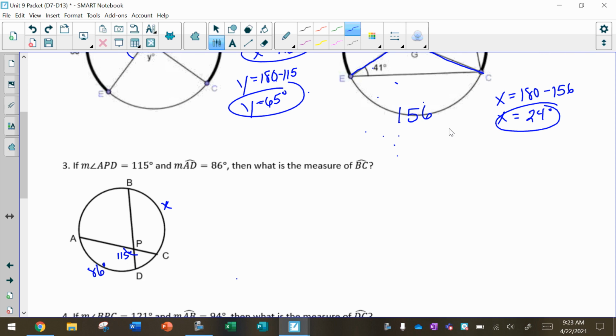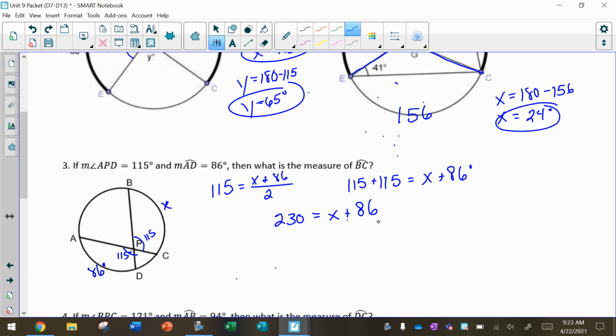So you set up the same equation. The measure of the angle, 115, equals the one intercepted arc plus the other intercepted arc divided by 2. Or you can label this as 115 and say, oh, 115 on one side plus 115 on the other side equals the intercepted arc on one side plus the intercepted arc on the other side. In either case, you're going to have 115 twice, which is going to give you 230 equals x plus 86.